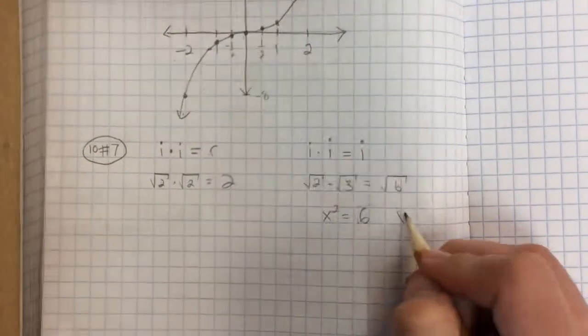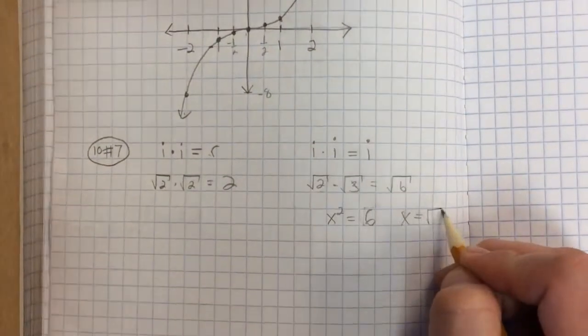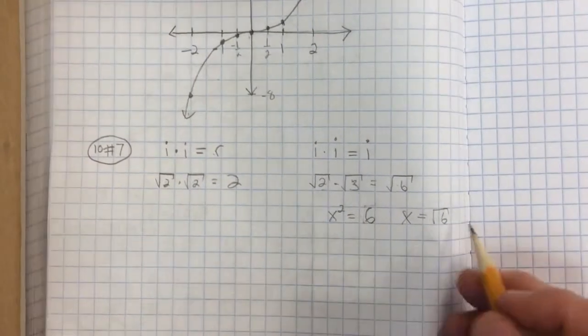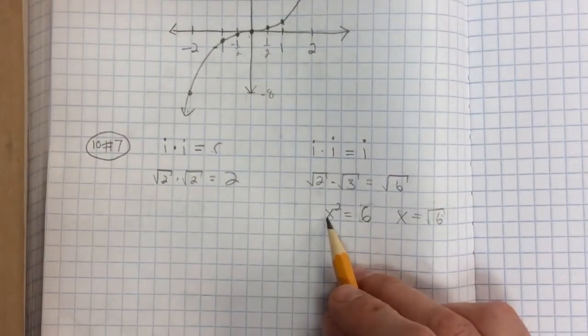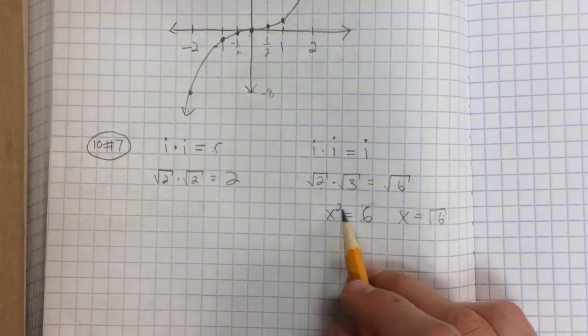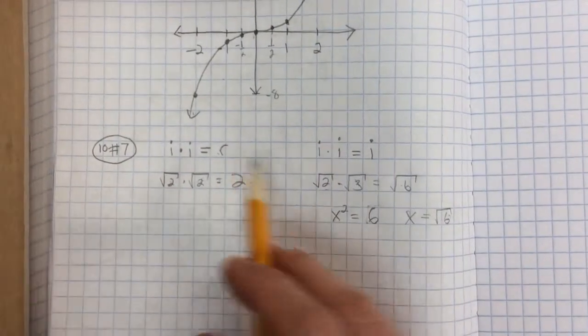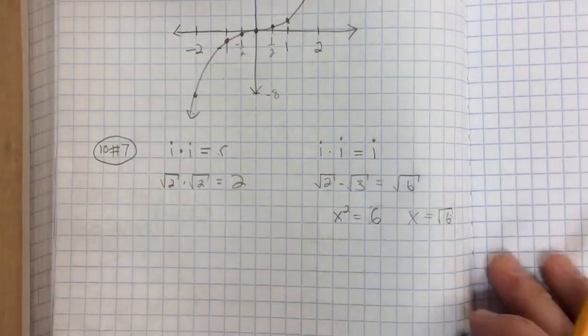We know the answer is x is equal to square root 6, but we can also show that you can't put a fraction in here, which shows that the square root of 6 is not rational. So you can multiply the square root of 2 by something and get a rational. You can also multiply the square root of 2 by something and get an irrational.